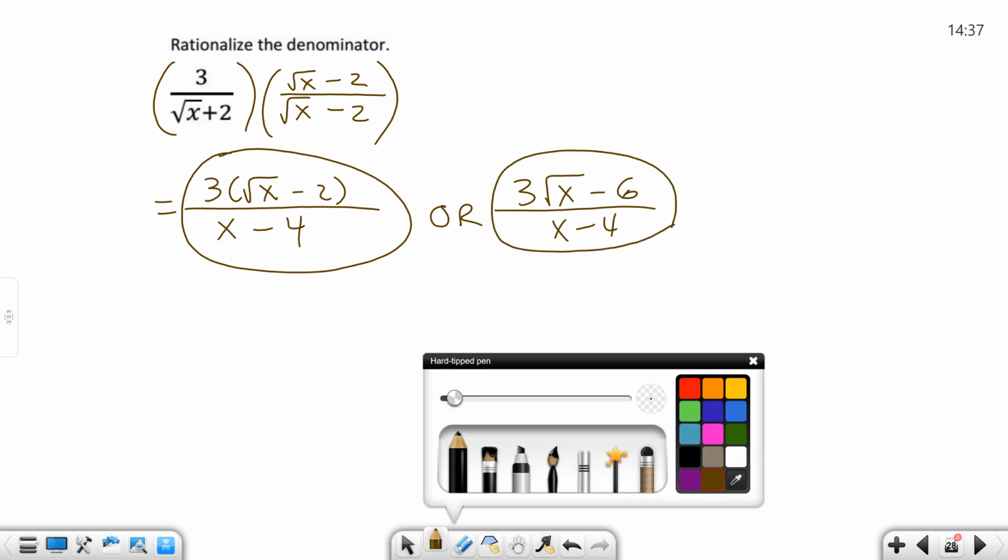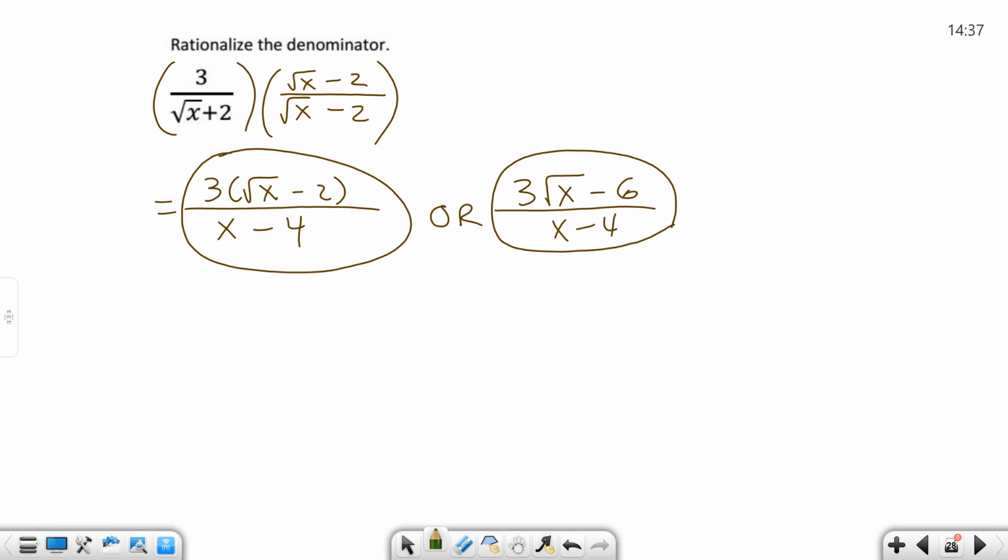That's fine too. I prefer the factored answer over here because this tells me I factored it and I know nothing else divides out, so I'm good. Actually, I prefer this right here, but anyway, okay. You figured that out by now, all right?